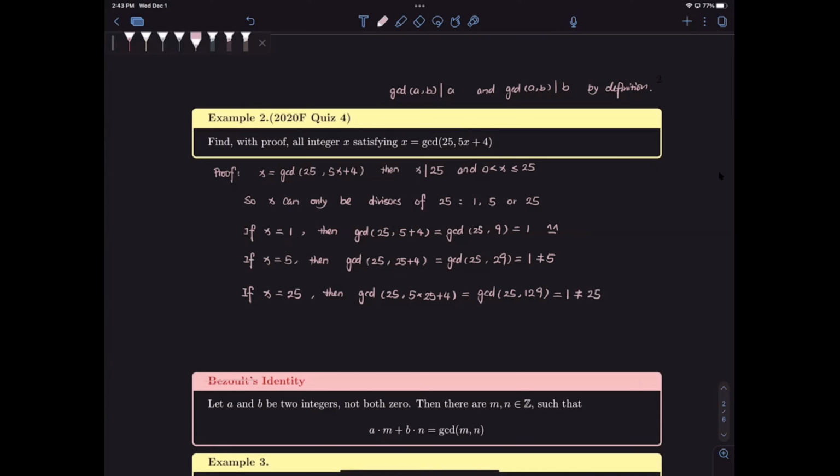So what does this tell us? What is my solution? 1, right? So therefore, the only integer x that satisfies x equals GCD of 25 and 5x plus 4 is 1. Okay, do we have any question for this one?